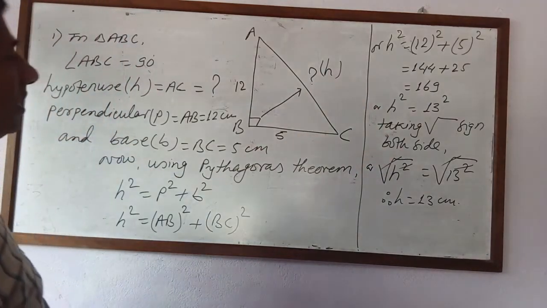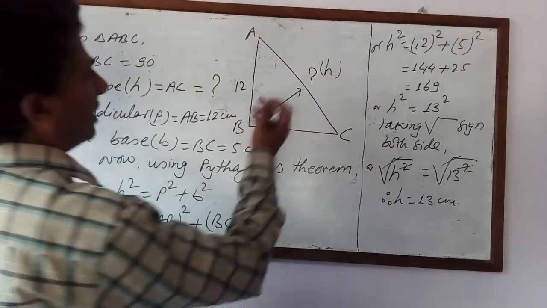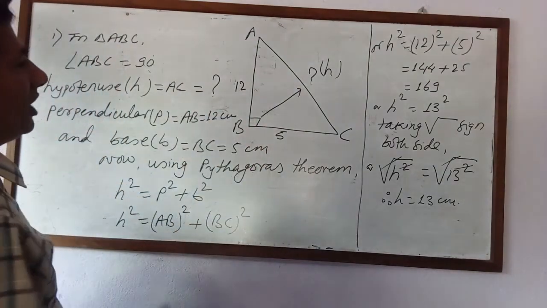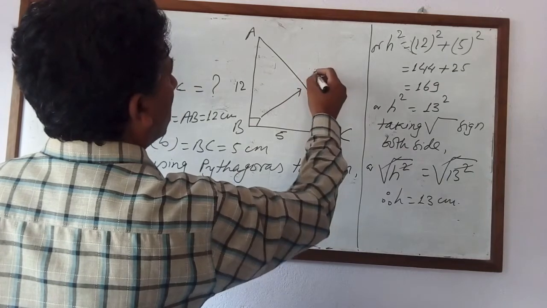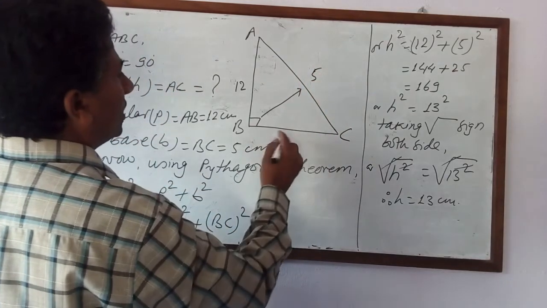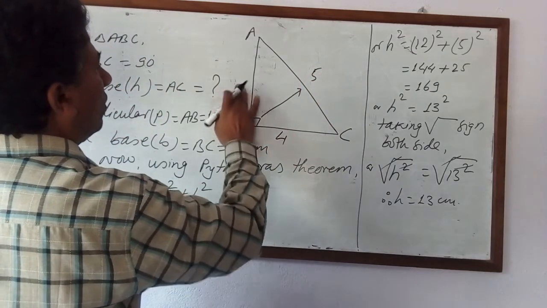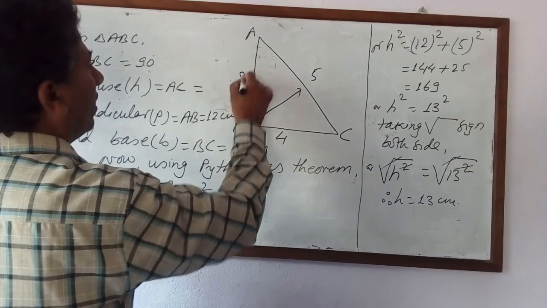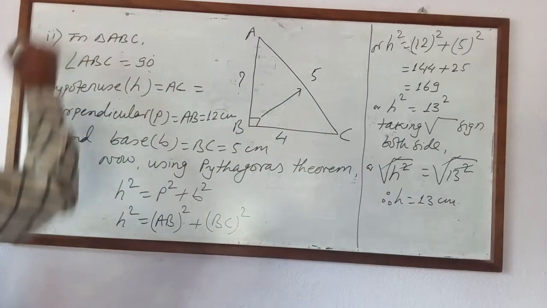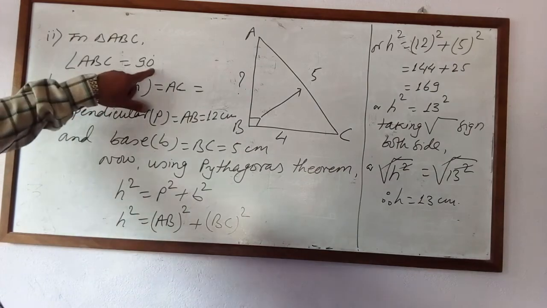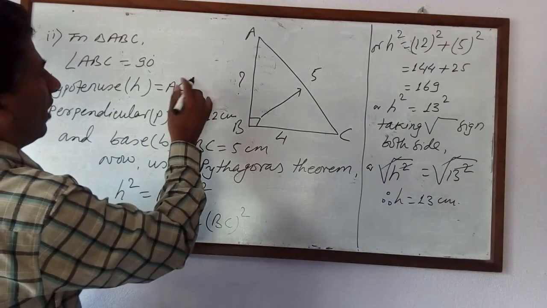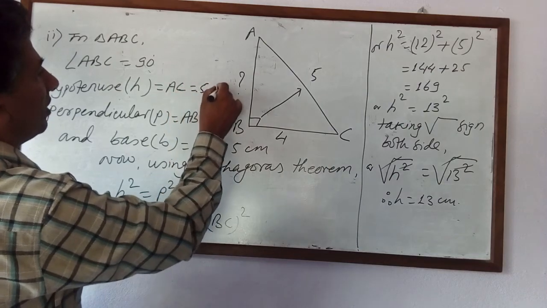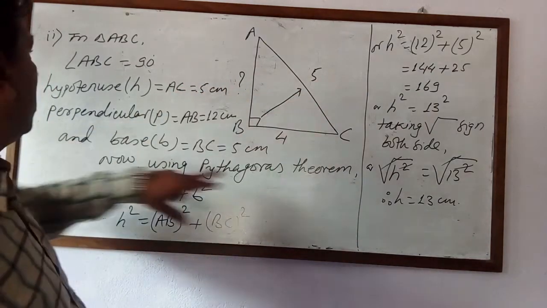Now next example. Same triangle I'll take, just I'll change the values. This one is 5, this one is 4. Now this one we have to find. Now next question number 2. In triangle ABC, this is 90 degree, hypotenuse H, that is AC equals 5 centimeter. This is 5 centimeter. Perpendicular.